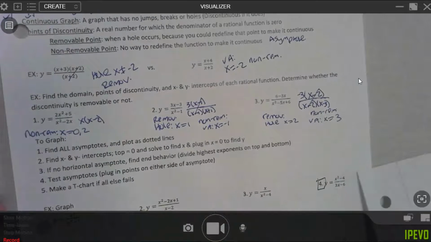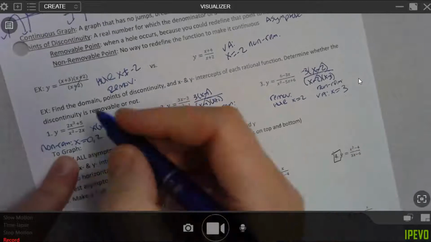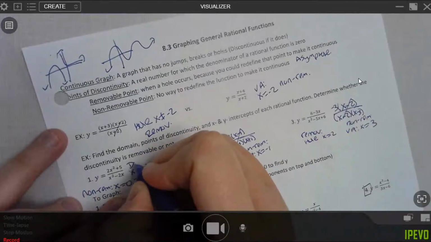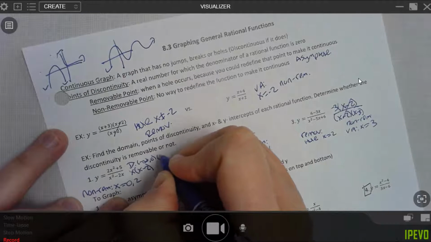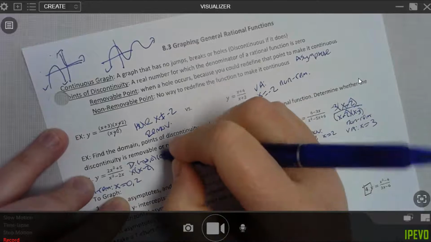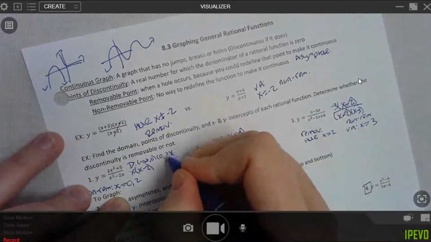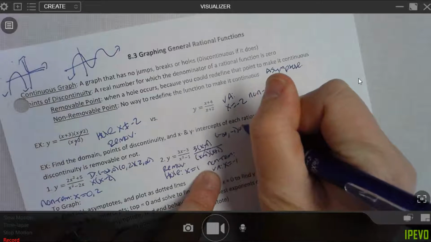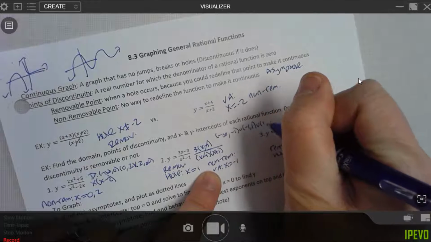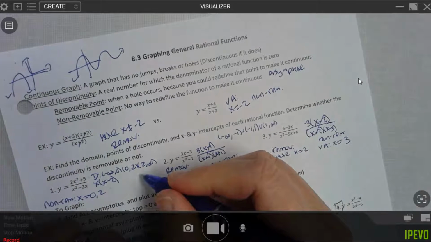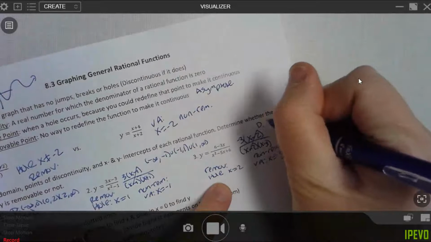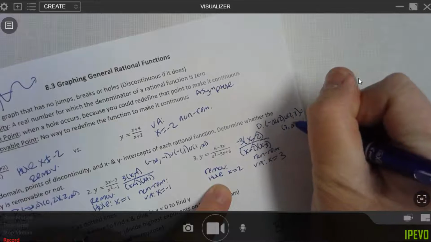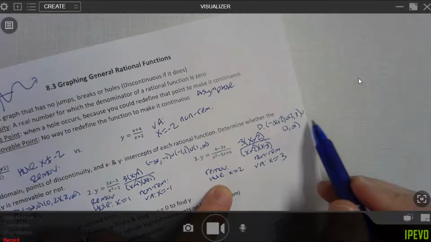So we still exclude these out of our domains. If I wanted to do the domains, I still exclude removable and non-removable points. So the domain for this one would be -infinity to 0, 0 to 2, 2 to infinity. Here you'd say -infinity to -1, -1 to 1, 1 to infinity. And you should put the unions. I was just being lazy right there. So the domain here is -infinity to 2, 2 to 3, 3 to infinity.